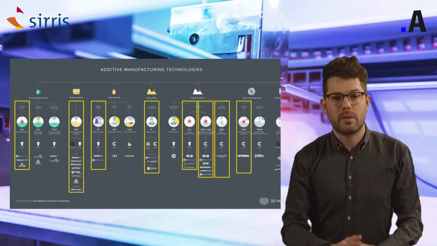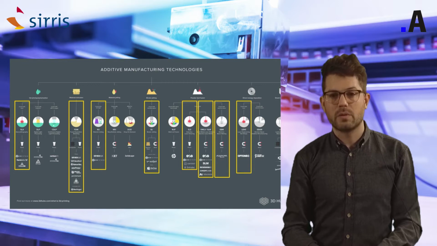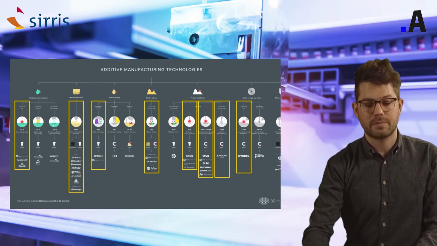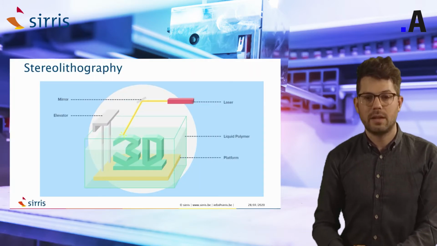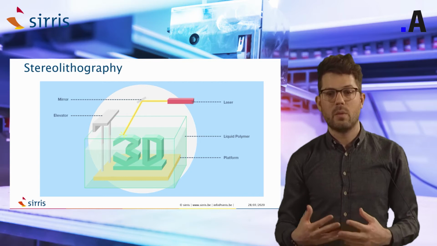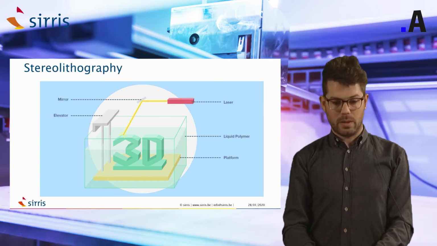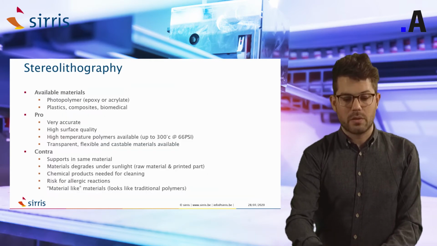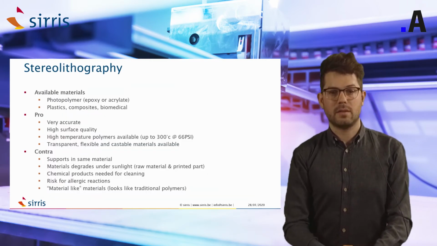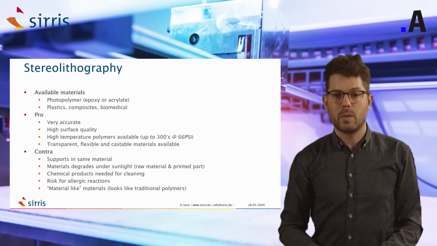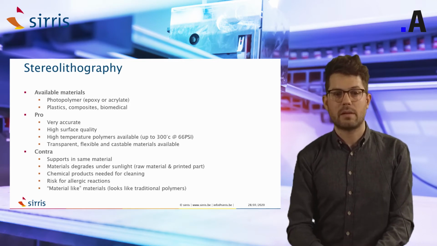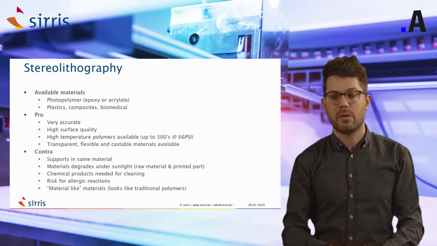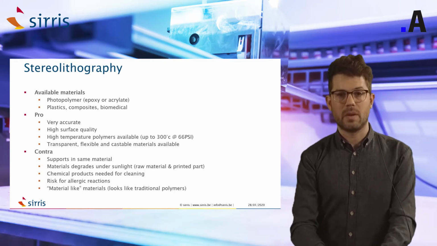Today, I will look with you at some of those technologies, and we will start off with stereolithography. What is this technology? We will print within a liquid with a laser source, and we will polymerize the material by this laser source. If we look at the materials for this technology, we work with a photopolymer. This can be an epoxy or an acrylate. And this material can be a plastic, a composite, or a biomedical material.